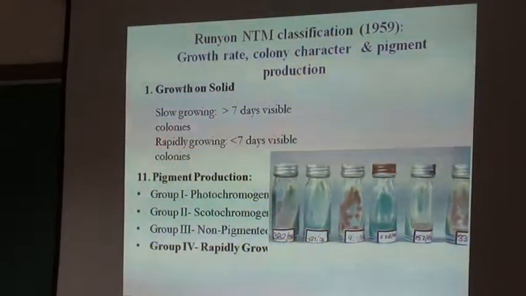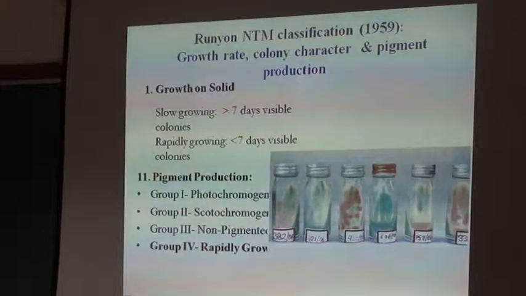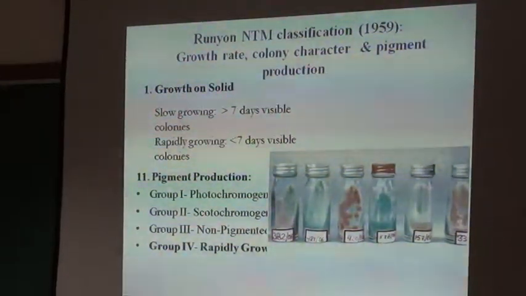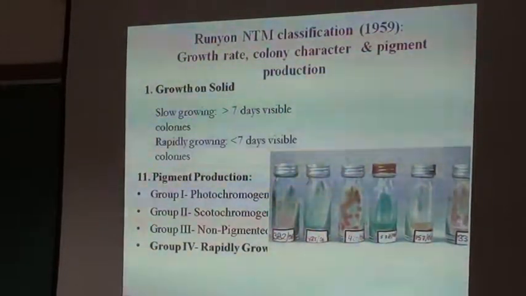Now coming to the classification of NTM, Runyon first classified them in 1959 according to growth rate, colony characteristics, and pigment production. According to growth on solid media like Lowenstein-Jensen media, they can be divided into two types: slow growing NTM and rapid growing NTM. Slow growing NTM are those species which take more than 7 days to grow on solid media, and rapid growing NTM are those which take less than 7 days to grow on solid media.